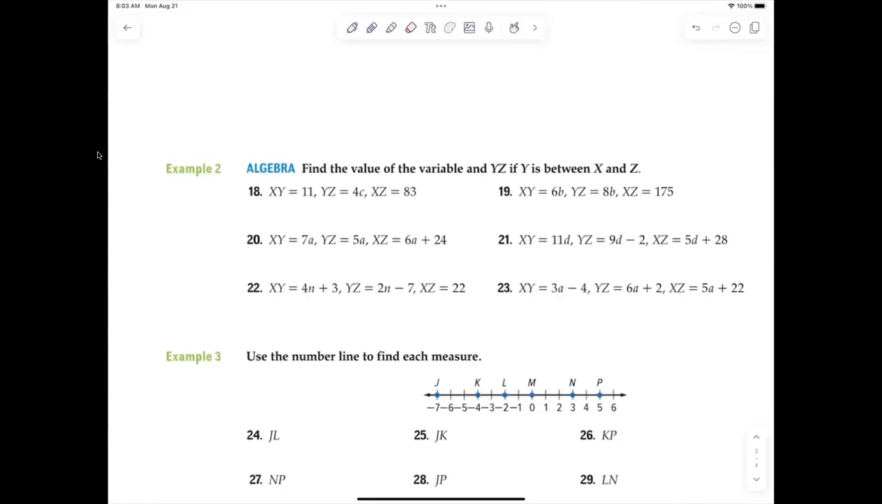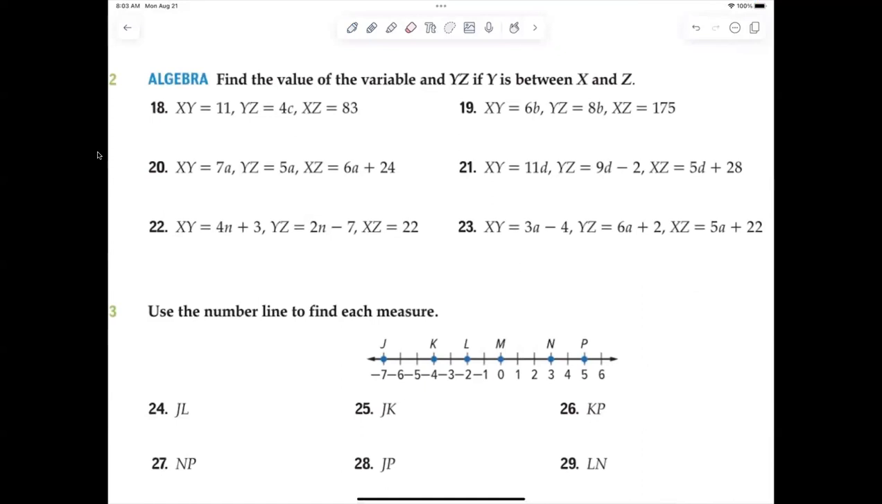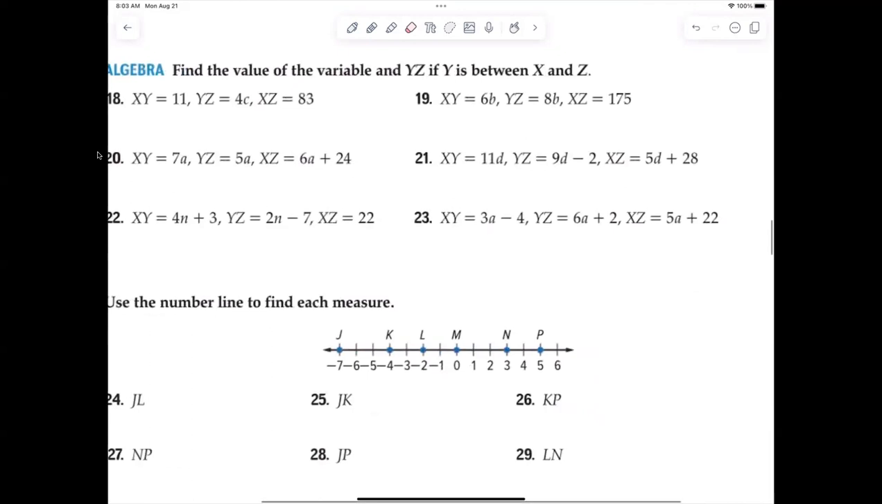All right, so now let's go ahead and do 23 together. Find the value of the variable and YZ if Y is between X and Z. What does the segment addition postulate say? Come on, someone be brave. X, Y plus YZ equals XZ. That's what you need to write down.